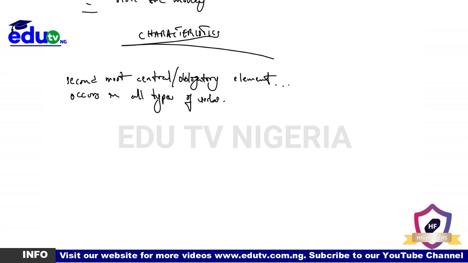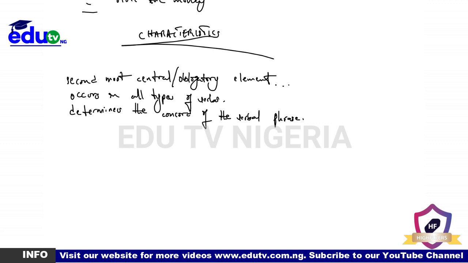The next thing is, it determines the concord of the verbal phrase. Now, what do we mean by this? If the subject is singular, that means that the verbal phrase, also known as the predicator, would be singular. And if the subject is plural, the verbal phrase would also be plural. It's as simple as that.